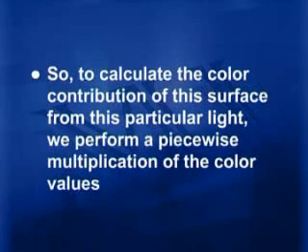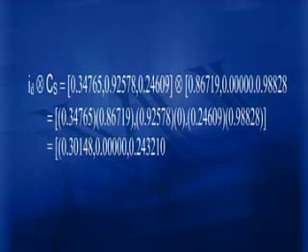Let's see. To calculate the color contribution of this surface from this particular light, we perform a piecewise multiplication of the color values. And as soon as we do that, what are we going to have? You see, we are representing this piecewise multiplication with a different symbol. We use an encircled X or cross for that, and we say ID, followed by that piecewise multiplication symbol, CS, equals what?